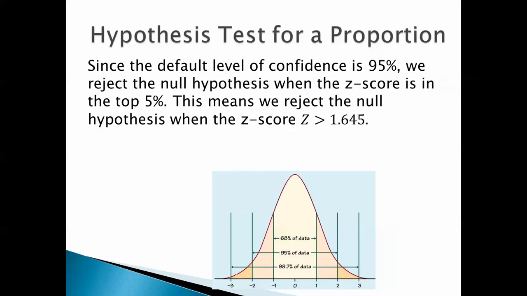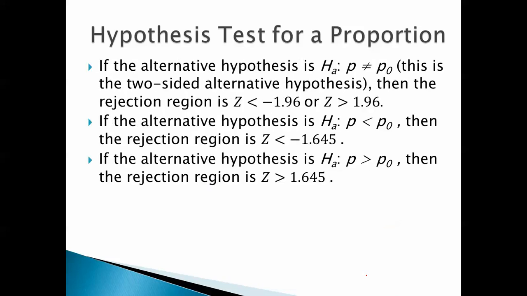Since the default level of confidence is 95%, we reject the null hypothesis when the z-score is in the top 5%. This means we reject the null hypothesis when the z-score, z, is greater than 1.645. So again, that's assuming the one-sided P is greater than P sub 0 alternative hypothesis.